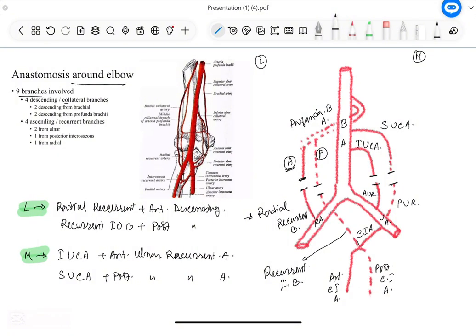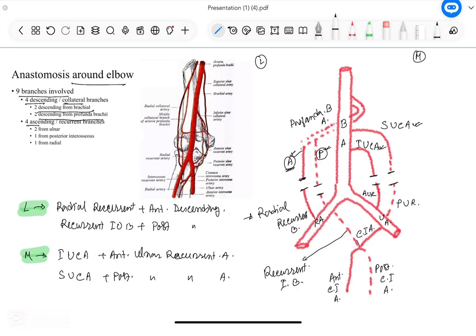So here you see anastomosis around the elbow. Nine branches will be involved here. Four descending branches, or we can say collateral branches. You can remember there are two descending branches from the brachial, and two descending branches from the profunda brachii.